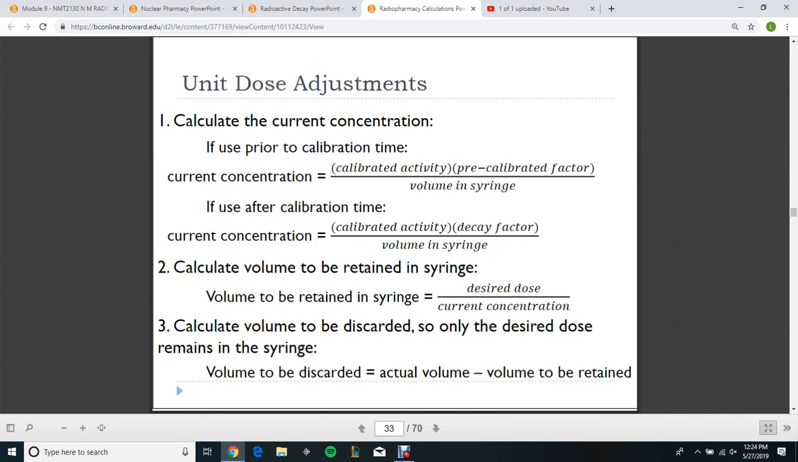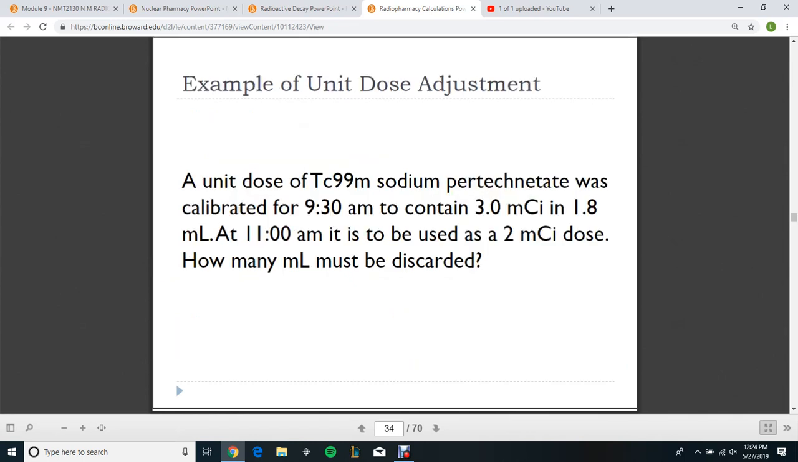Number 2, calculate the volume to be retained in the syringe. The volume to be retained in the syringe is the desired dose divided by the current concentration. Calculate the volume to be discarded, so only the desired dose remains in the syringe. To do that, the volume to be discarded is the actual volume minus the volume to be retained.